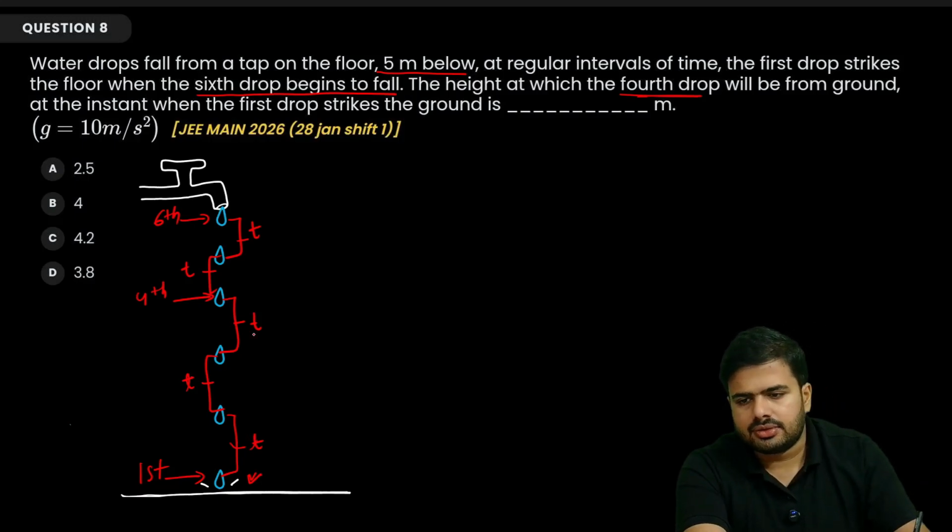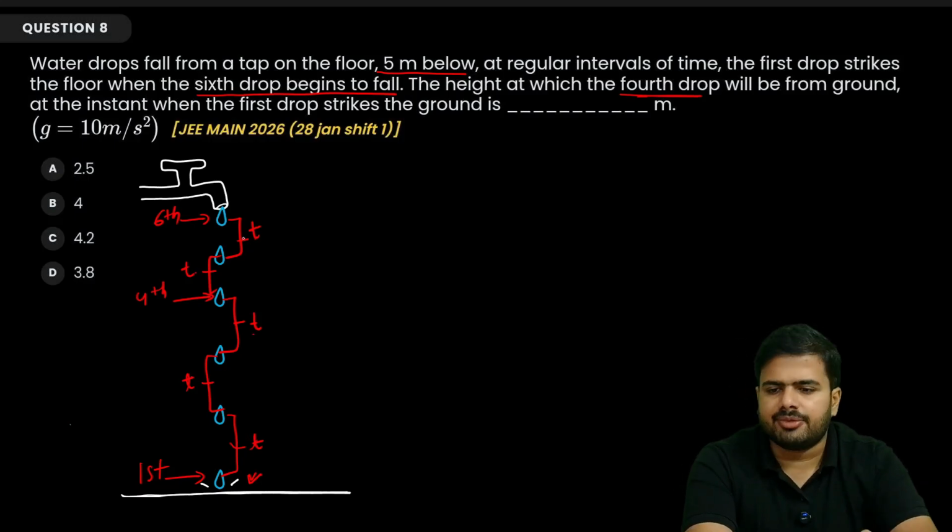So how many time instances have passed when the first drop is striking the ground? You can see 1, 2, 3, 4, 5. 5 time instances have passed, meaning the first drop has consumed 5 equal time intervals, 5 time intervals it took to strike the ground.